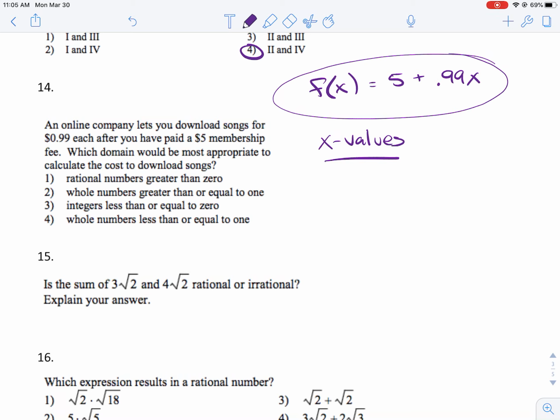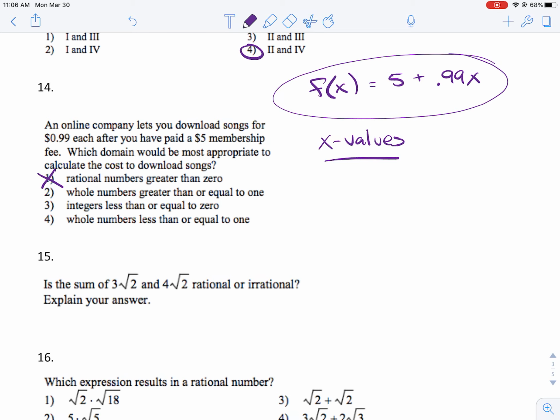Now, we all download songs, okay? When I download a song, do I just want to download the song all the way to the bridge, or cut out the last chorus? No, okay? When you download songs, you download the whole song, which means we're talking about whole numbers. So rational is out automatically.